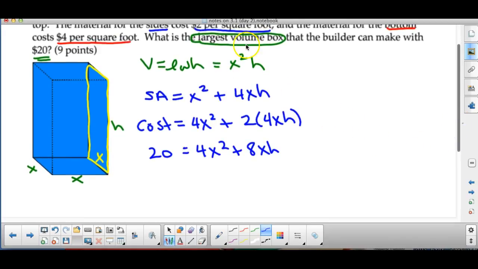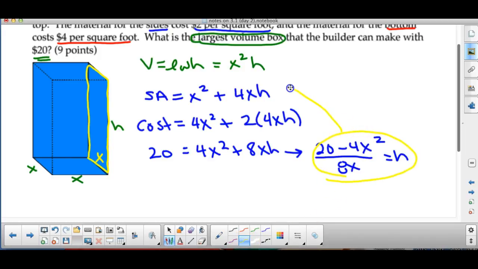Now our goal here is to find the largest volume box. So we have a fixed cost that we're working with, which means a fixed surface area. But we want to find the largest volume that is met by this constraining function here of 20 equals 4x squared plus 8xh. So what we need to do is solve this equation, first of all, for either x or h to substitute into our volume equation. Let's solve this for h. So to solve this for h, I would subtract 4x squared from both sides, and then I would divide by 8x. And so this right here is going to get substituted into h, into our volume equation.